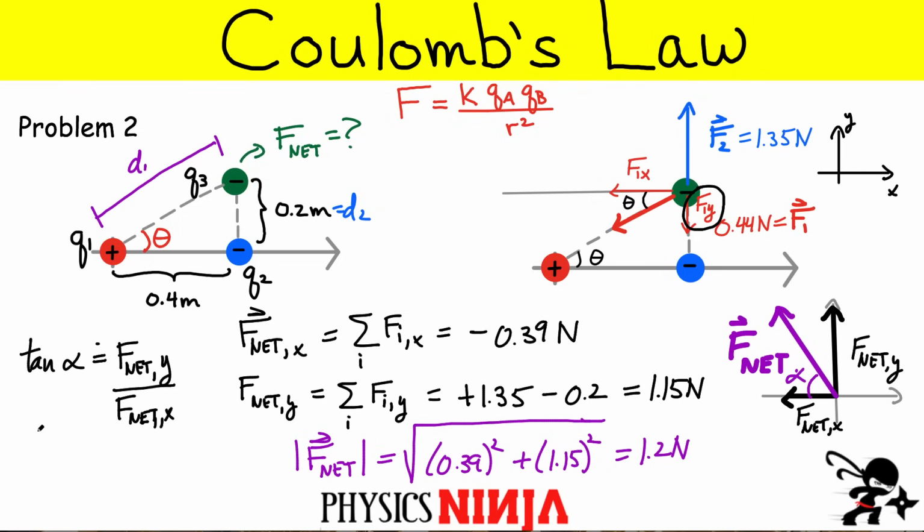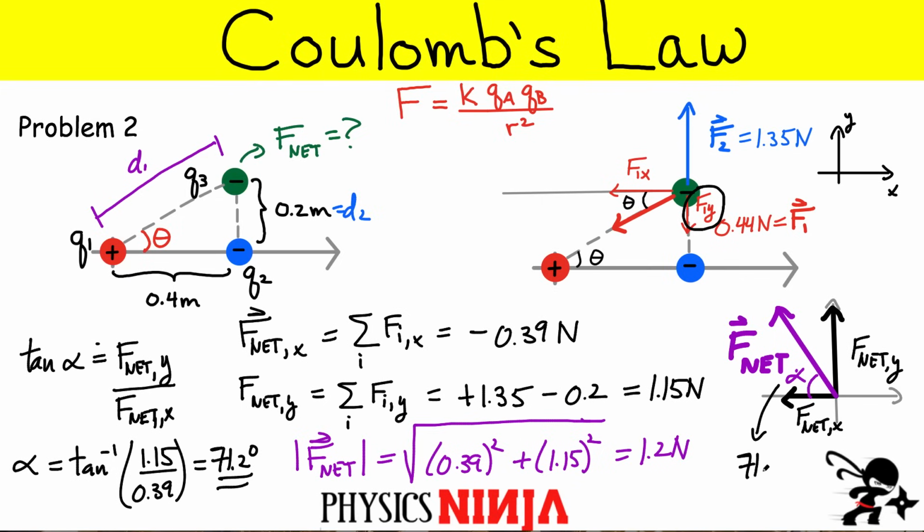So we substitute in our numbers, and at the end you want to take the inverse. So alpha is tan of negative 1. F net y was 1.15, and F net x, we had 0.39, the magnitude. You should get an angle alpha that's approximately equal to 71.2 degrees. Okay, so you can go ahead and draw that one here in this figure, 71.2 degrees.